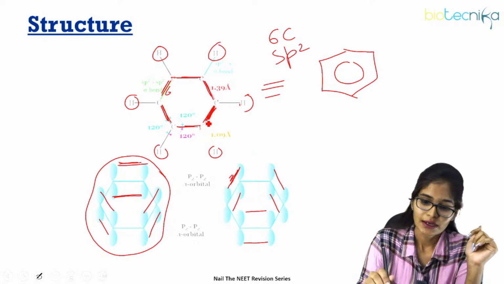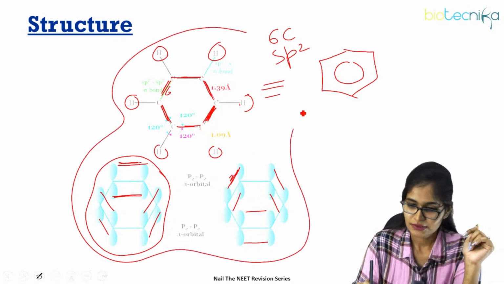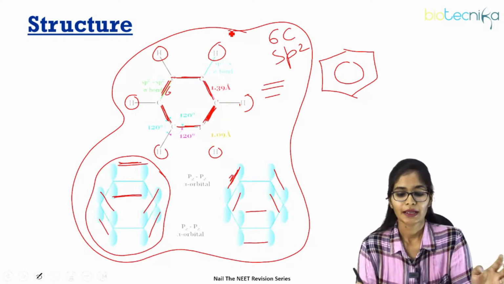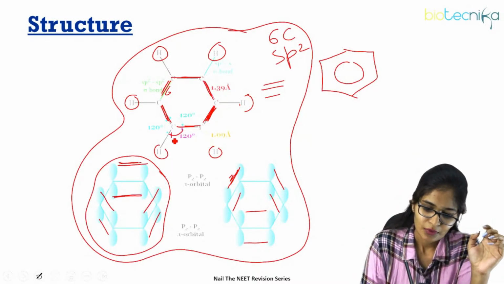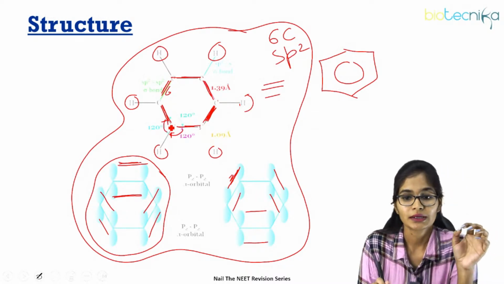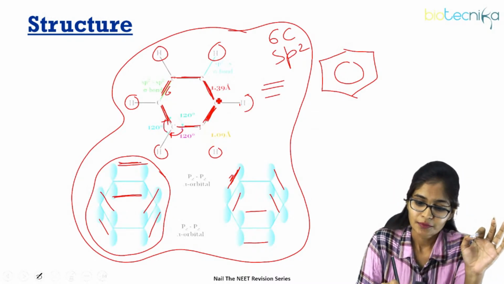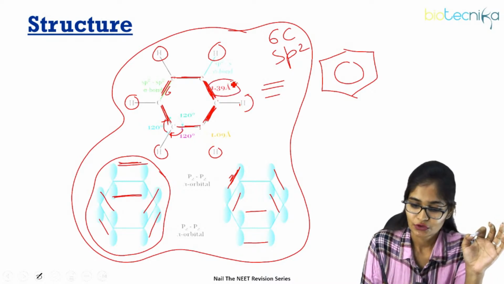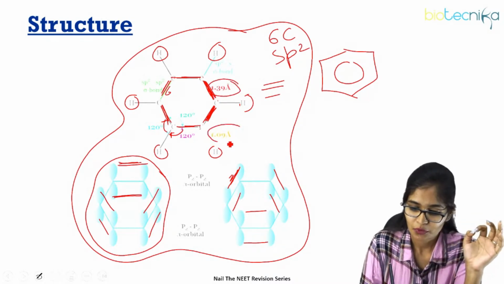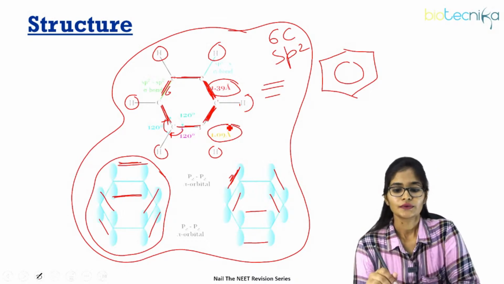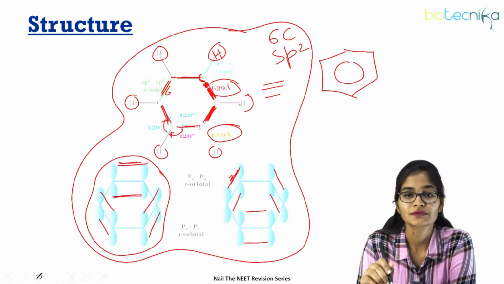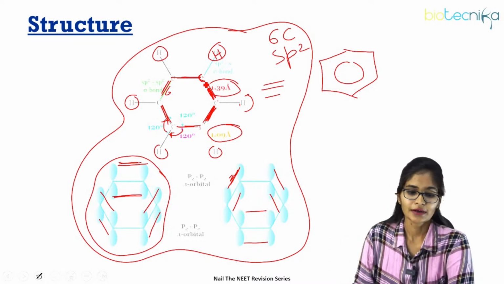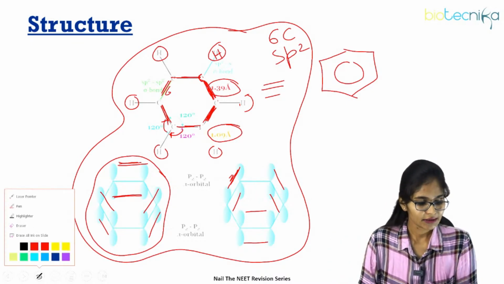So each pi bond is parallel to each other but perpendicular to the plane of the atoms. So this is overall regarding the benzene structure, with respect to its pi bond formation and sigma bond formation. Apart from that, the carbon hydrogen bond angle in the benzene ring is 120 degrees, the carbon carbon bond length is 1.39 angstrom, and the carbon hydrogen bond length is 1.09 angstrom. Now this carbon which is attached to hydrogen is sp2 hybridized and forms a sigma bond with hydrogen, which is an sp2-s overlap. So this is the structure of benzene.